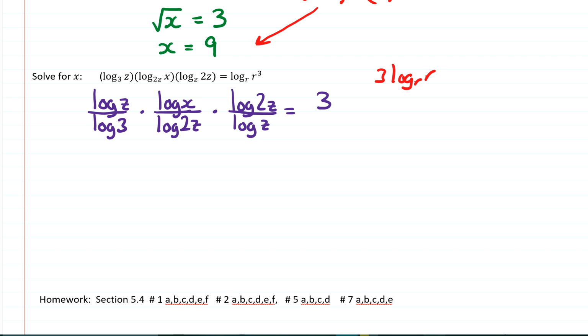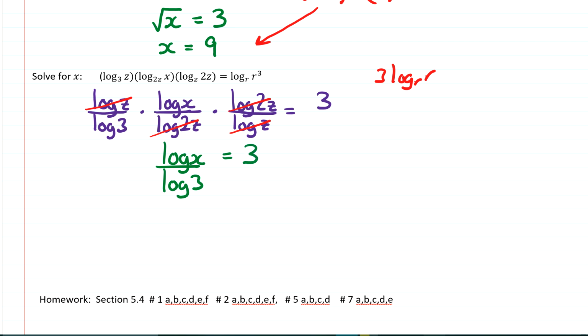Okay, so I can see lots of canceling here. So I'm going to get out my trusty red pen and cancel some stuff here. So I got log of z, that can cancel with log of z. I got log 2z, that should cancel. And then I'm finally left with a much smaller expression of log of x all over log of 3 is equal to 3. So a couple ways to go here.